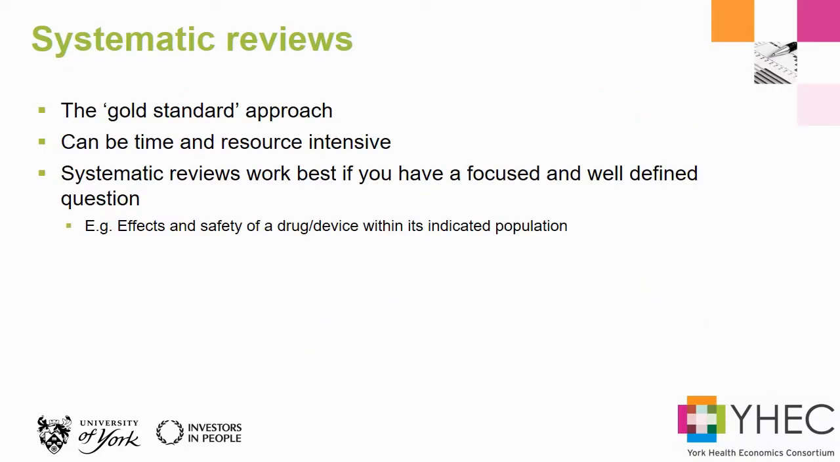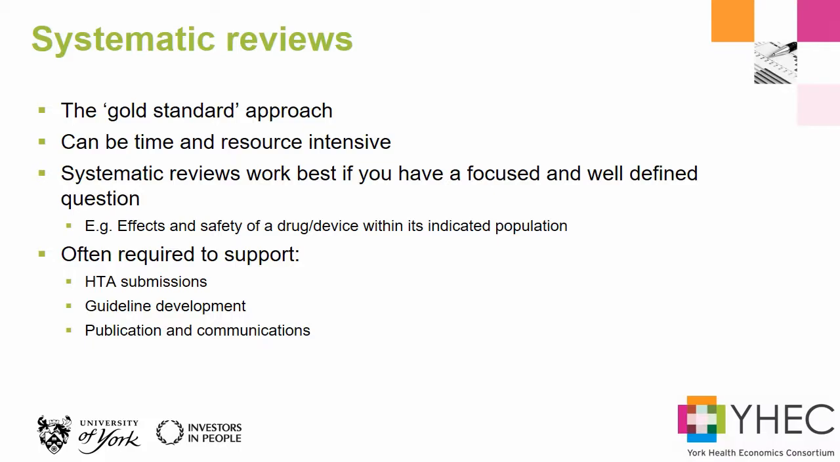Although systematic reviews are considered to be the gold standard approach and are required in certain situations, they can be large projects to undertake and can be both time and resource intensive. The size of a systematic review depends on the scope of the question and the volume of relevant literature available. For this reason, they work best if you have a focused and well-defined question with a clear eligibility criteria. They are often required to support HTA submissions, to inform guideline development, and to inform publications and communications. However, other types of reviews may be more suited to other purposes.